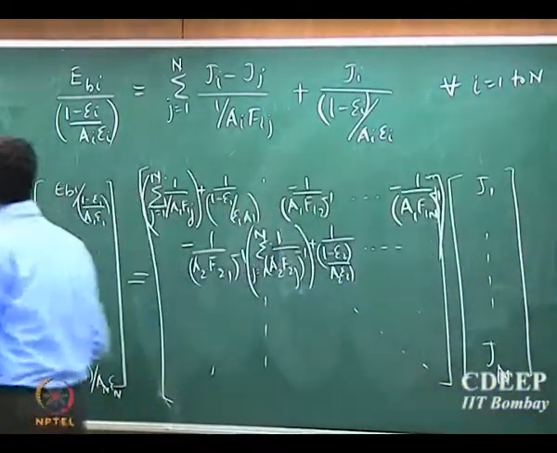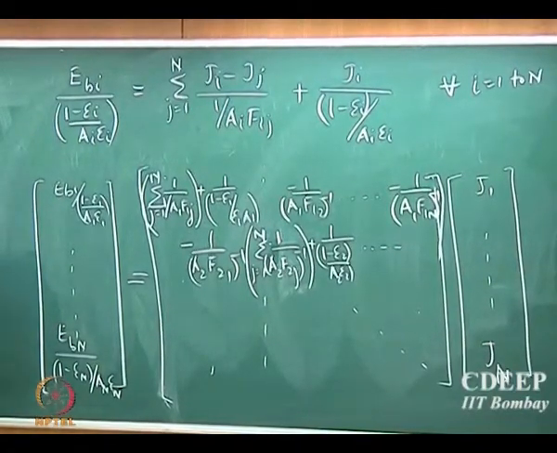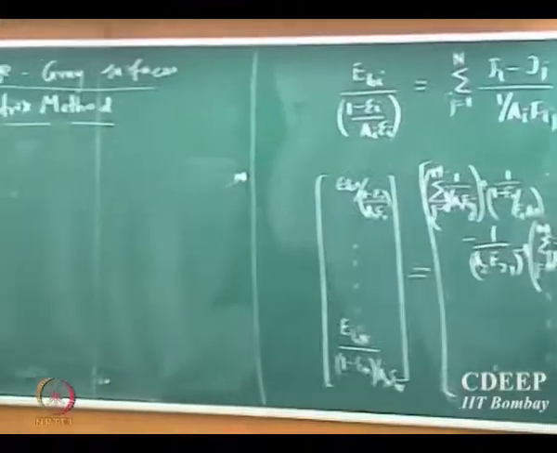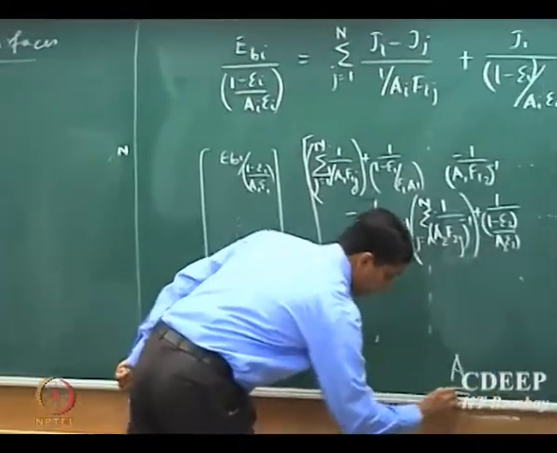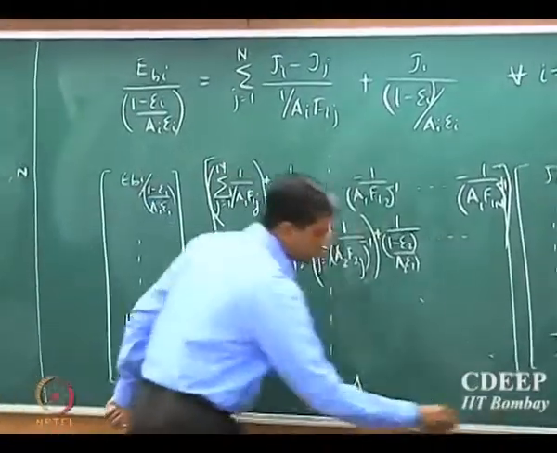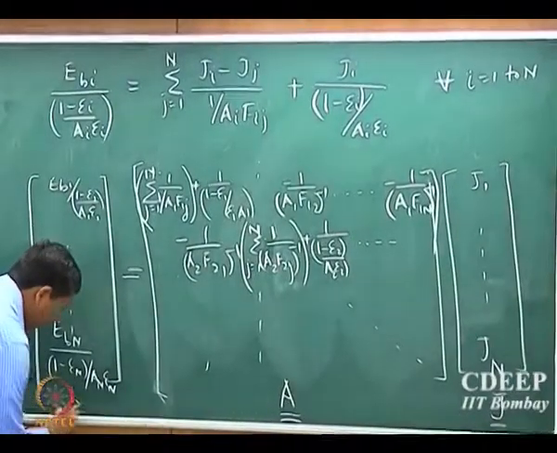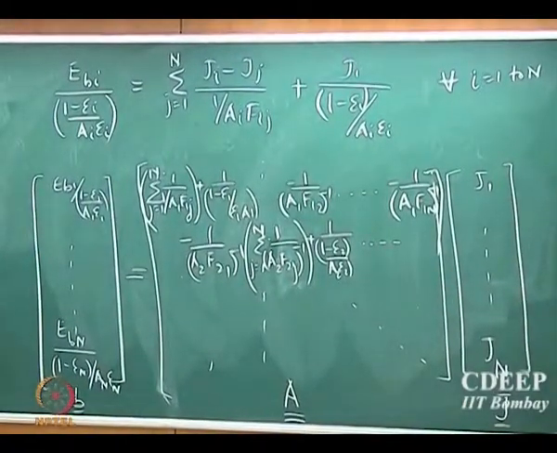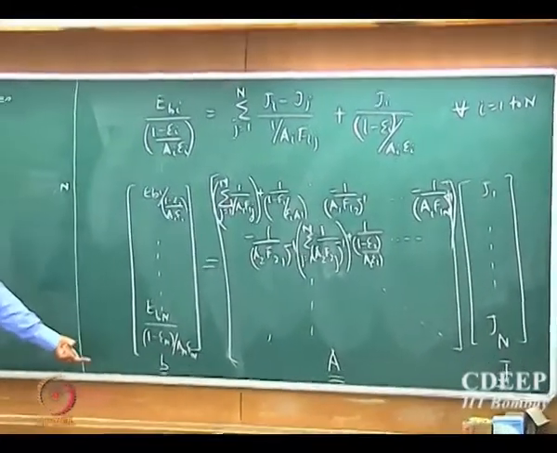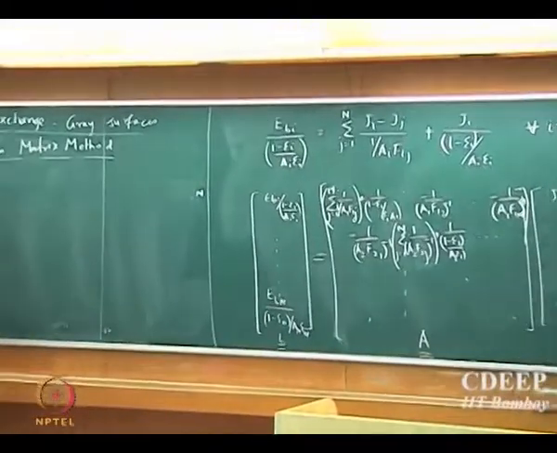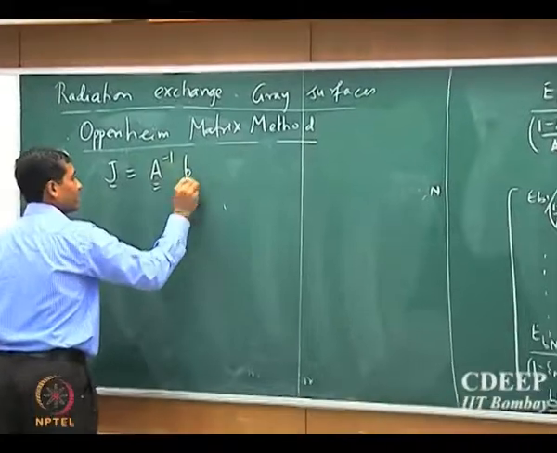So let us just quickly, if I call this matrix as A matrix, and if I call this as J vector, and if I call this as B vector, okay, so the total emission from all the surfaces is just the solution of this matrix problem, right. So J will be A inverse times B, okay.